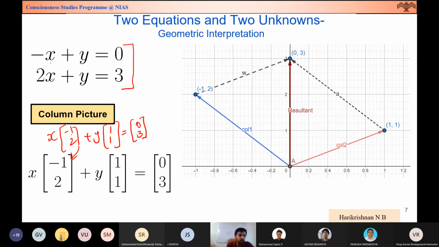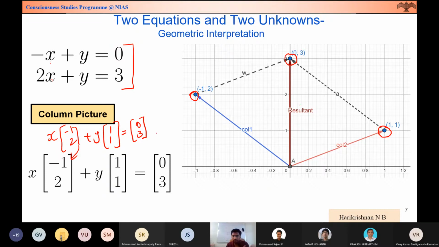So let us see where is minus 1 and 2, column 1. So you can see minus 1 and 2 is here. So this is column 1. Again, 1, 1 is somewhere in the first quadrant. So it is here. It's column 2. And I need to get 0, 3. 0, 3 is here. So here you can use the parallelogram law of vector addition, and you can get the solution, get the values of x and y.